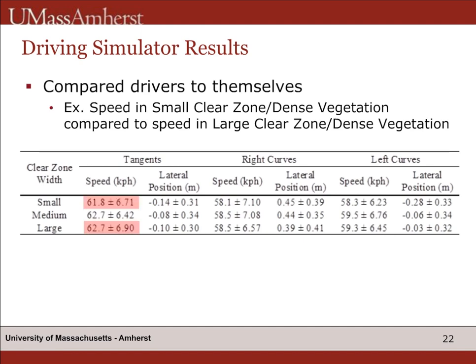The first was that on tangent segments, participants drove faster in a larger clear zone as compared to a smaller clear zone. In a smaller clear zone, they positioned their vehicle closer to the center line than in a medium clear zone.